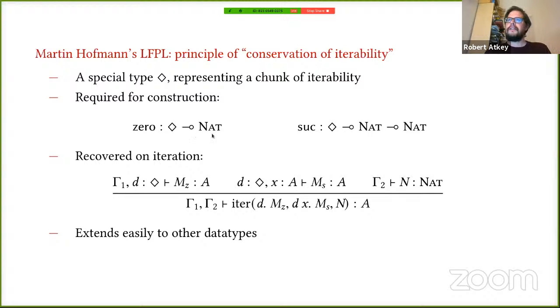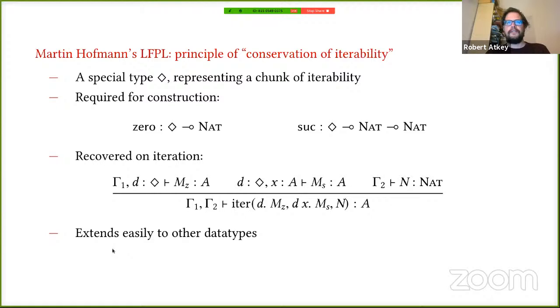If we want to construct a successor, we have to pay a diamond and give it the predecessor, and it will give us the newly constructed natural number. And we get these diamonds back when we do iteration. So in the base case here, we get the diamond back. In the step case, we get the diamond back. Notice that I've had to be careful about the context. There's no shared context in the step case. All we get is the diamond and the value from the rest of the iteration. So we have to pay diamonds to build iterable things, but when we iterate over them, we get the diamonds back. And it's easy to see how this extends to other data types.